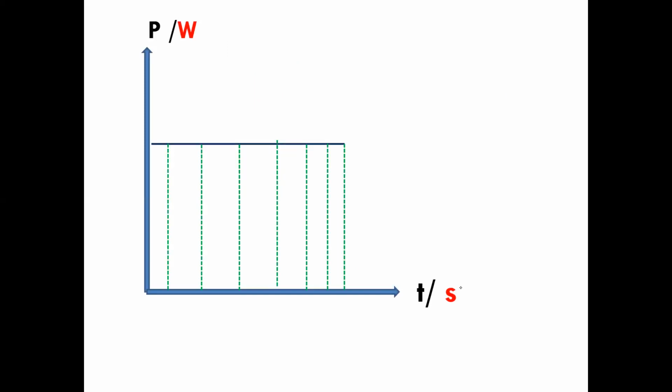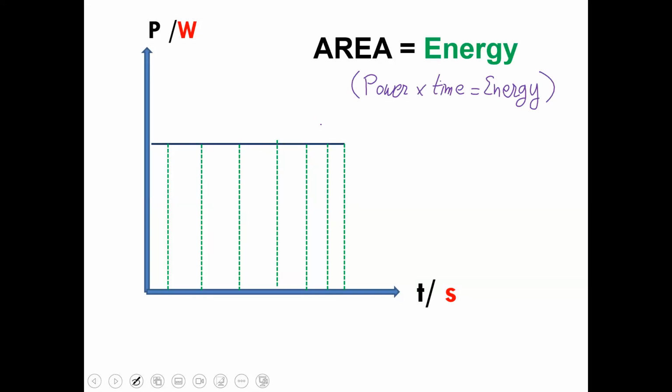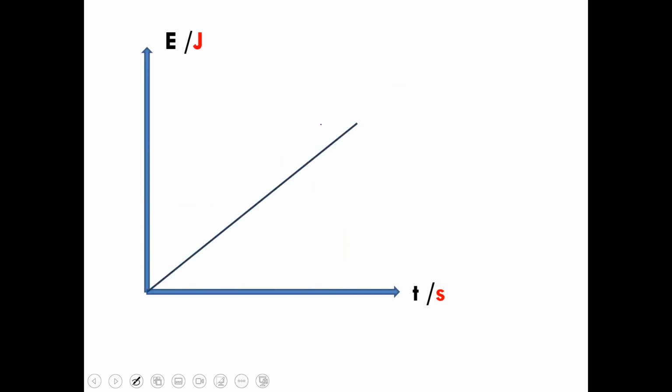Now, I have a graph of power against time. My question is, what does the area show here and what does the gradient show here? The area will be energy and gradient shows nothing. Area shows energy. For energy versus time, this time gradient shows power. It is a constant power because, being a straight line, the gradient is constant.